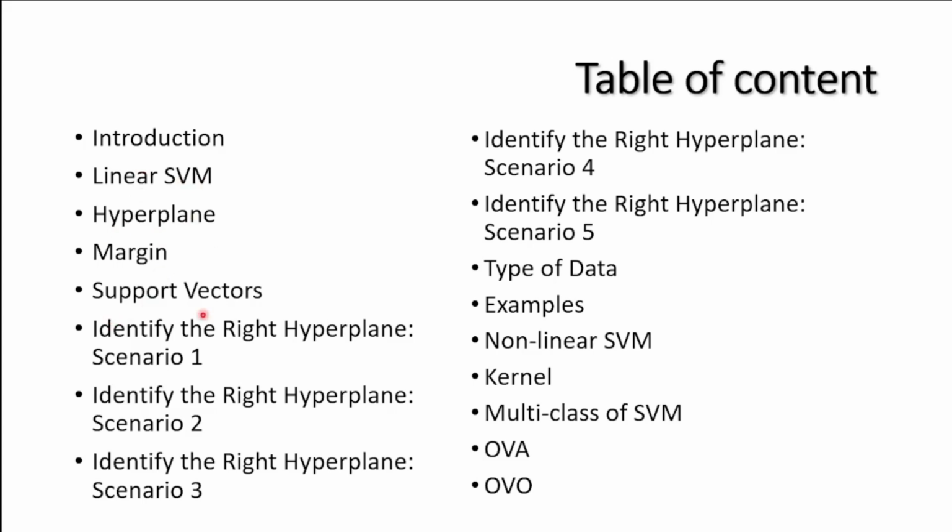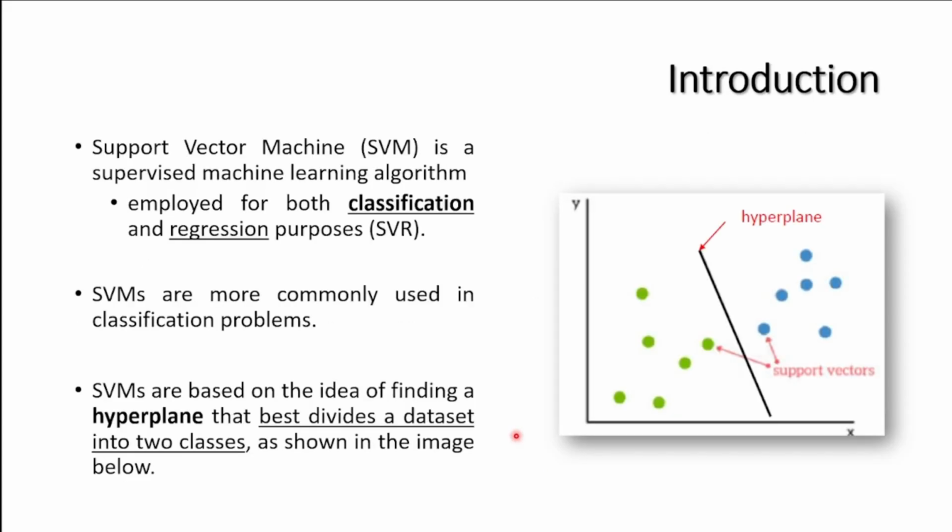Starting with the hyperplane, margin, support vectors, we will then identify the scenarios of the right choice of hyperplane. Scenario number 1 jumps into scenario number 2, then goes to scenario number 3, and up to 5. And then we will talk about the type of data that we have so far, and show you some examples of support vector machine. We will jump to the nonlinear support vector machine, followed by kernel, and at the end of chapter 6, we will discuss the multi-class SVM, including OVA and OVO.